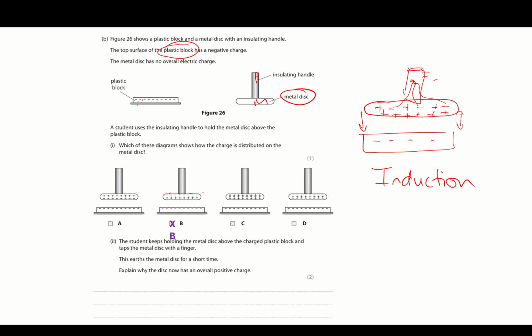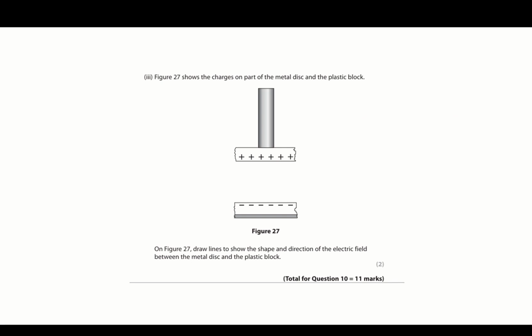The student keeps holding the metal disc above the charged plastic block and taps the metal disc with a finger. This earths the metal disc for a short time. So what does that mean if I earth it? We're moving electrons around, so we're just going to remove negative charge. So explain why the disc now has an overall positive charge. Electrons will flow from the disc to the ground. And that's why it's got a positive charge. We've actually allowed the electrons to flow to the ground.